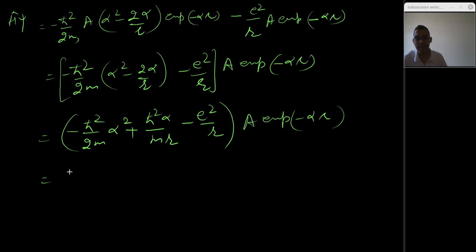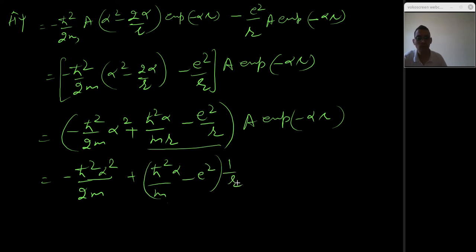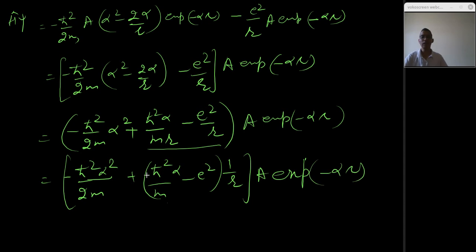So let me rewrite this as ħ² by 2m α², and plus ħ² α over m minus e², and 1 by r can be taken outside from these two, and overall it can be written outside the exponential of minus αr. Now let us try to find the expectation value of energy using this Hamiltonian.